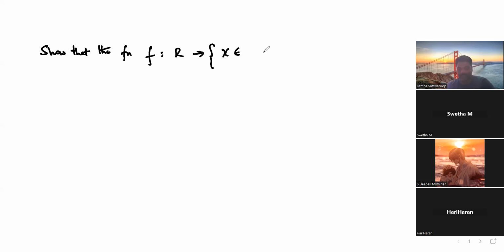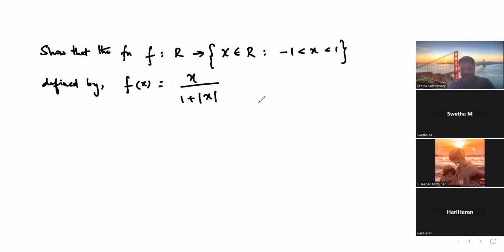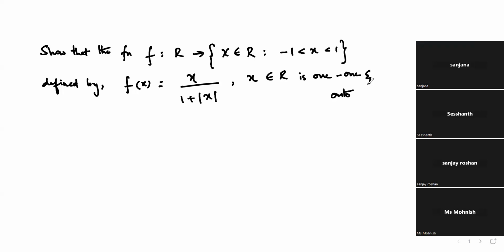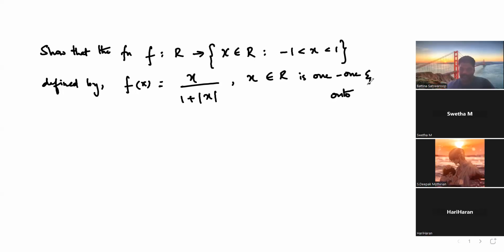We could have finished four chapters yesterday. The function: x belongs to R, with minus 1 less than x less than 1, defined by f of x equals x by 1 plus mod x, where x belongs to R. We are asked to show it is 1 to 1 and onto. Right?